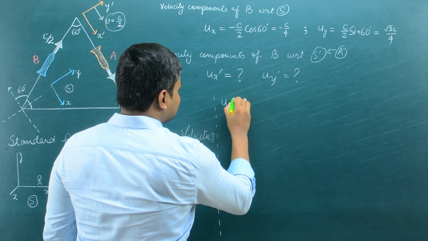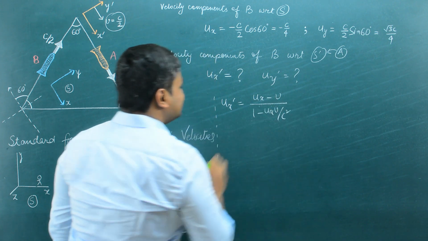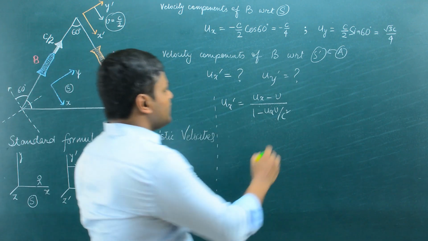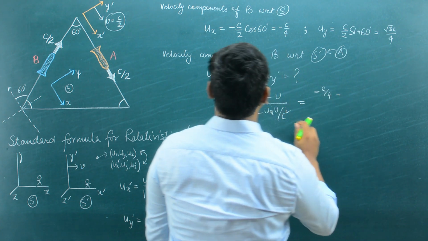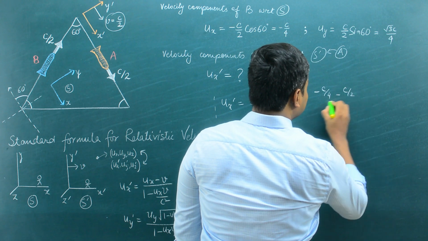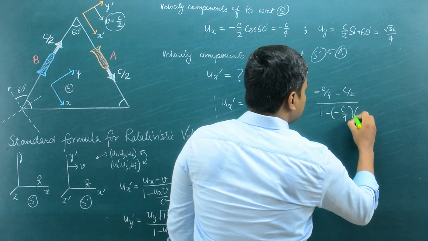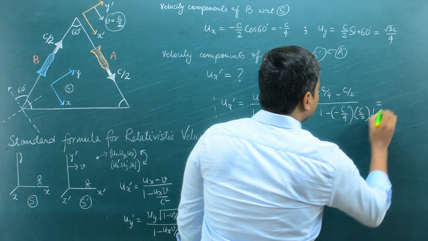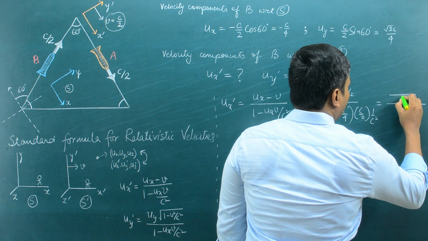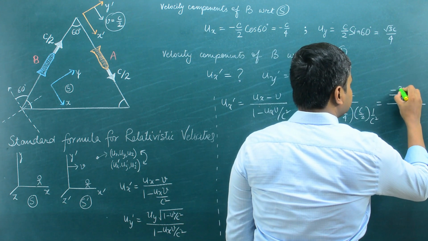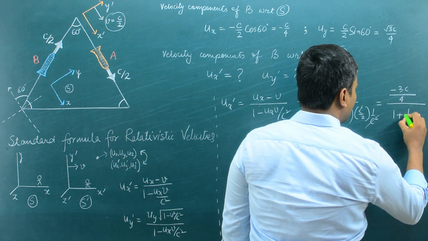So let's do that. ux dash is equal to ux minus v upon 1 minus ux v upon c square. I'm going to plug the values from here into this expression, and I'm going to get the answer for ux dash, which is minus c upon 4 minus v, where v is c upon 2, and this gives me in the denominator 1 minus c upon 4 into c upon 2 upon c square. So in the numerator I have minus c upon 4 minus c upon 2, so minus 3c upon 4, and in the denominator the c squares get cancelled, and I'm going to get 1 plus 1 upon 8.